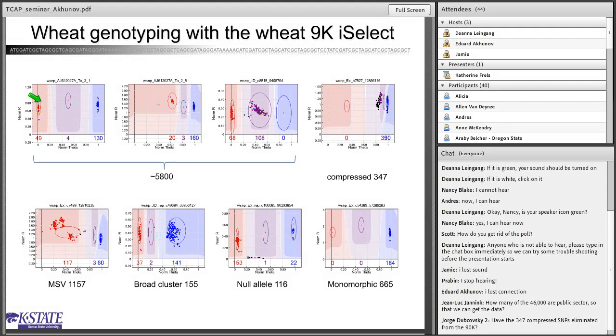And the compressed SNPs, the 347 compressed SNPs, no, they are not eliminated, not all of them at least. So maybe this particular case is eliminated, but you may have compressed clusters that are separated a little bit better, and they may still be used for calling genotypes in homozygous individuals, and for that reason we still kept them. But this particular example that we have here is probably removed.